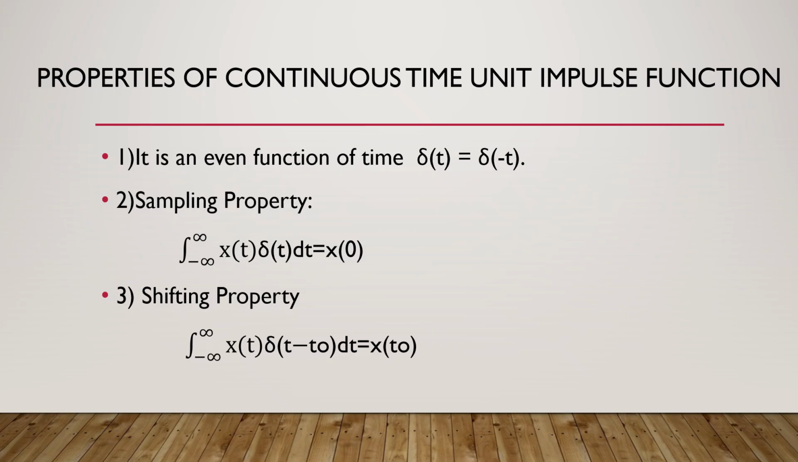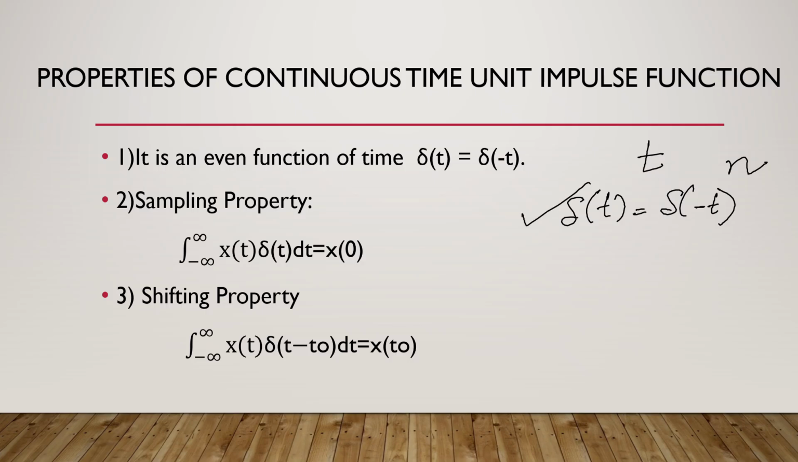Now, what are the properties of the continuous time unit impulse function? Continuous time is denoted by t, and discrete time is represented by n. The first property is delta of t is equal to delta of minus t. It is an even function. So that's the first property.